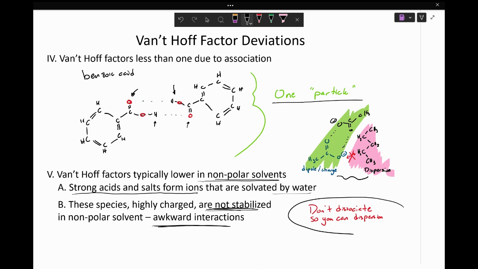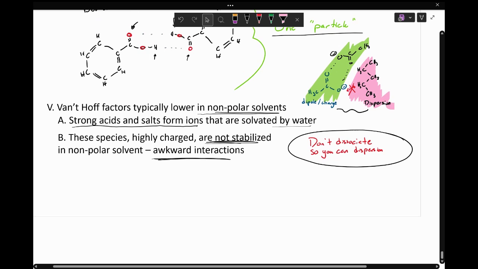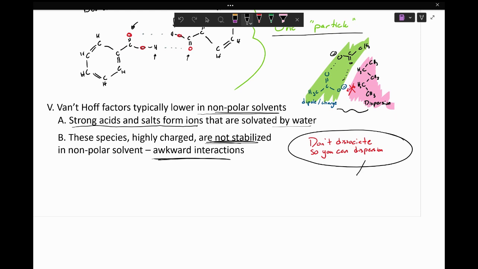And so it's all about this fact that you're not dissociating, so you don't see any dispersion, or relative dispersion of your molecules throughout solution. So we don't dissociate, so we have less dispersion of molecules, and you can maximize, in this case, LDFs of solvent with itself.